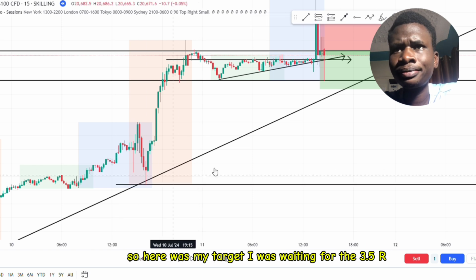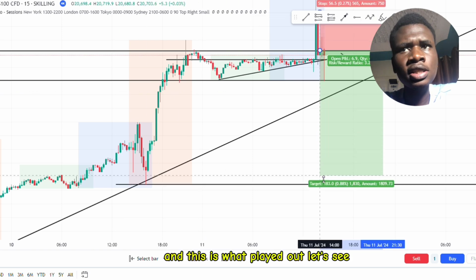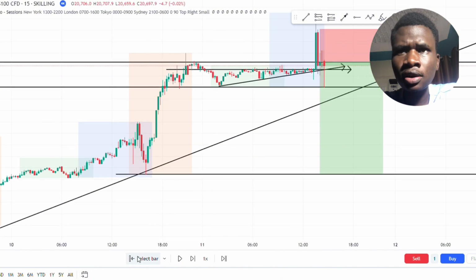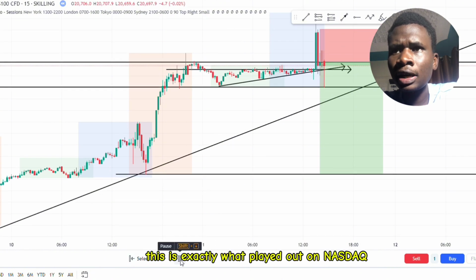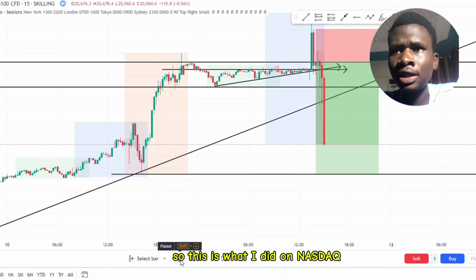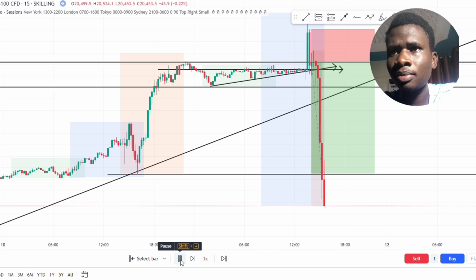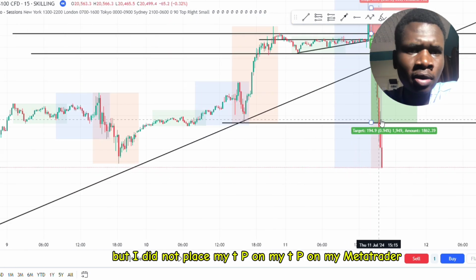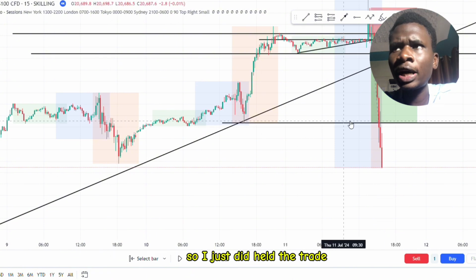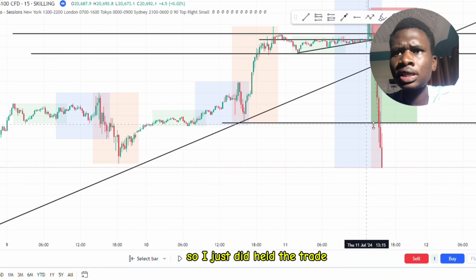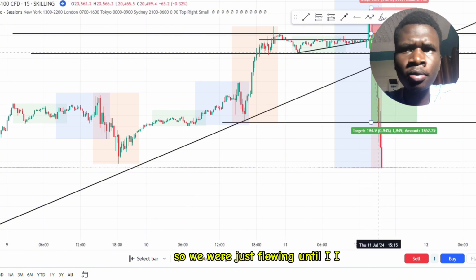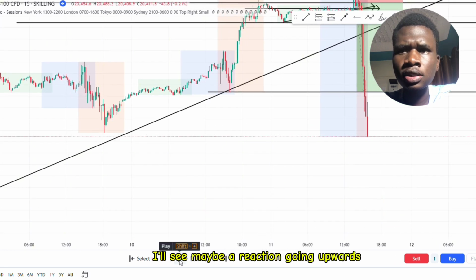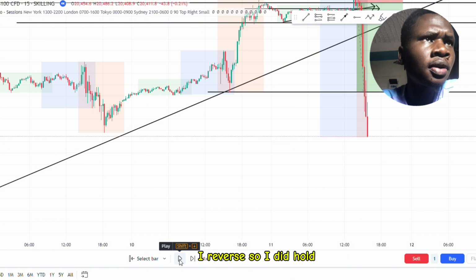Let's see. This is exactly what played out on NASDAQ. So this is what I did on NASDAQ. This was my target, but I did not place my TP on my MetaTrader. So I just held the trade. So we were just flowing, and I wanted to hold it until I'd see maybe a reaction going upwards, a reverse. So I did hold.